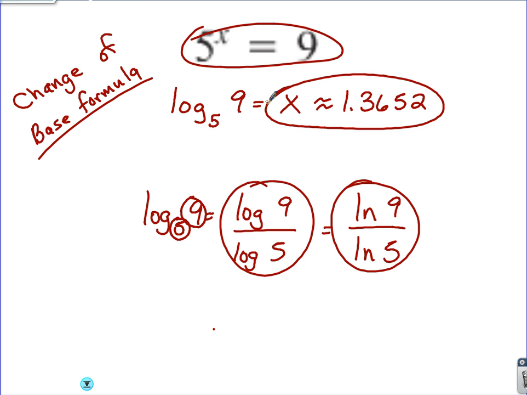1.3652. On your ACTs, you are not required to carry a calculator. So how are they going to leave your answer? That or that. They're not going to leave it as log base 5 of 9. They're going to leave it as either this or this. They're going to make you know in order to type that into a calculator that you would do the change of base formula. You'd have to do one of those.